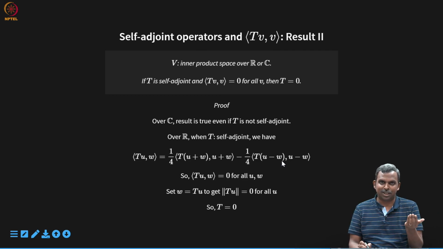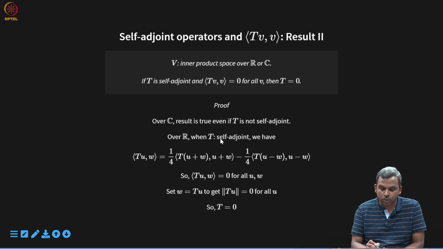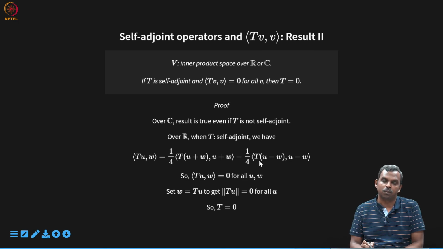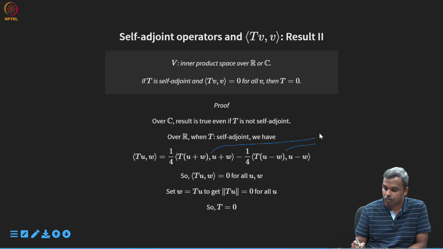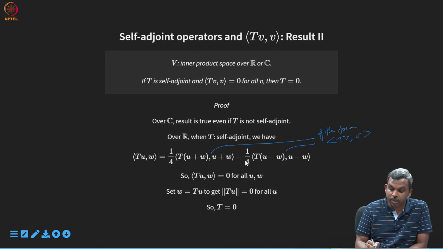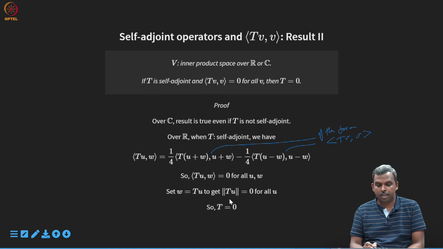Even the previous result I did not prove for you, I just gave that result to you and asked you to check. You can just use the properties and check this. So here if you additionally use T is self-adjoint, you will get this combination. You see here that these two are of the form ⟨Tv, v⟩, and this is true even in real, and that happens because T is self-adjoint. So ⟨Tu, w⟩ is 0, and then you set w to be Tu, and you will get the norm of Tu is 0, and that implies T is 0.